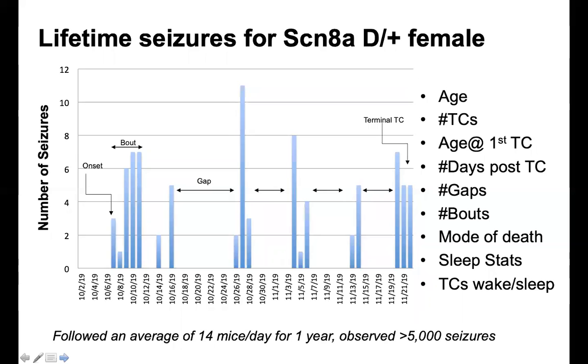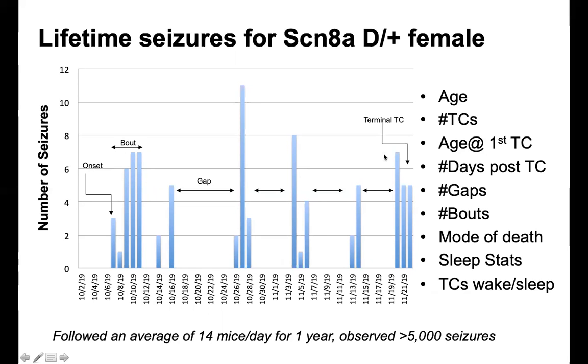This shows you the life history of a single mouse from the time it had its first seizure at the onset point, and then the series of seizure bouts that it had. On this axis is the number of seizures, and these are tonic-clonic seizures. And then we define these periods of 3 or more days as gaps. There are seizure bouts and seizure gaps, a series of bouts and gaps. This is very typical for our mice. And at the very end, here you see the final seizure bout and a terminal tonic seizure.